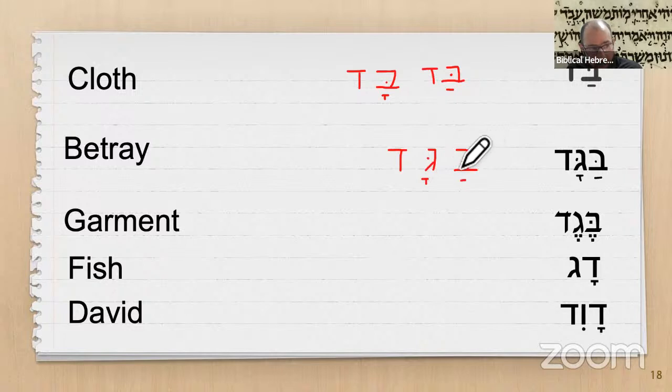Bagad, bagad. Now this is very important, the vowels. The vowels can change the meaning of the word, and there's an example. Bagad in Hebrew, in the Torah, means betrayed. But now look how I'm going to write it in a different pronunciation, with a segol.